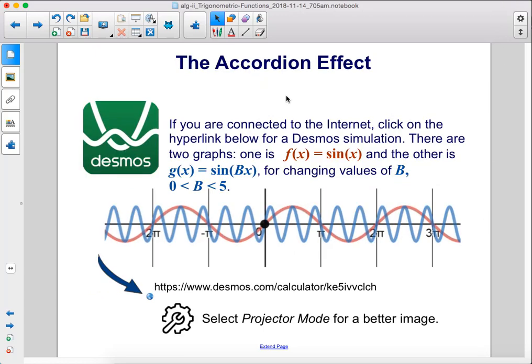If you're connected to the internet, click on the hyperlink below for a Desmos simulation. There are two graphs. One is f of x equals sine x in red, and the other is g of x equals sine of bx in blue, for changing values of b, where b is between 0 and 5.